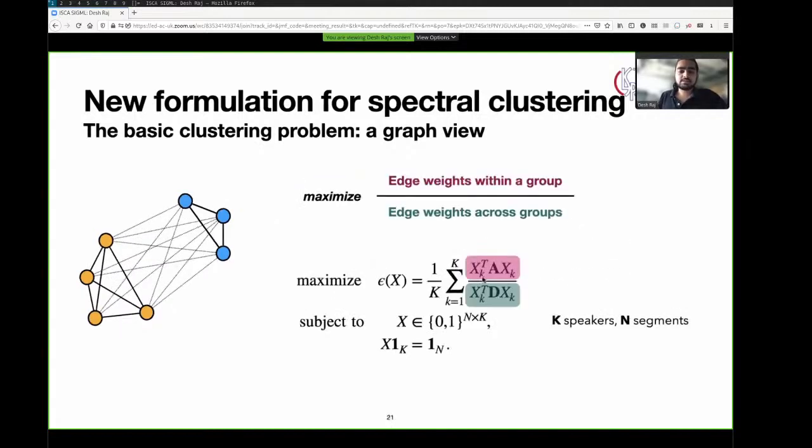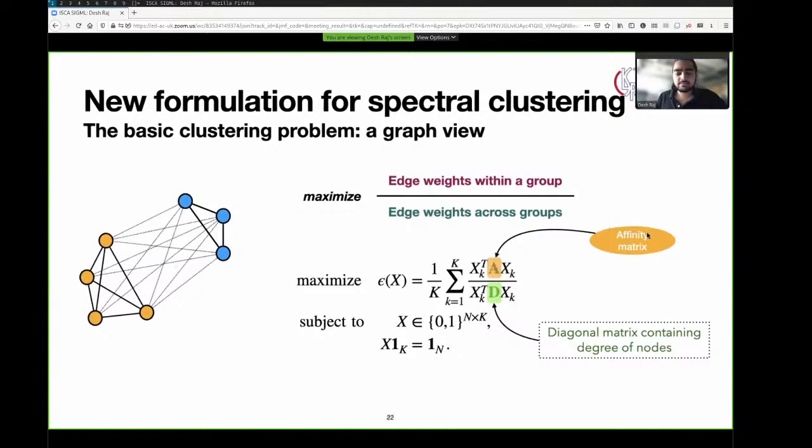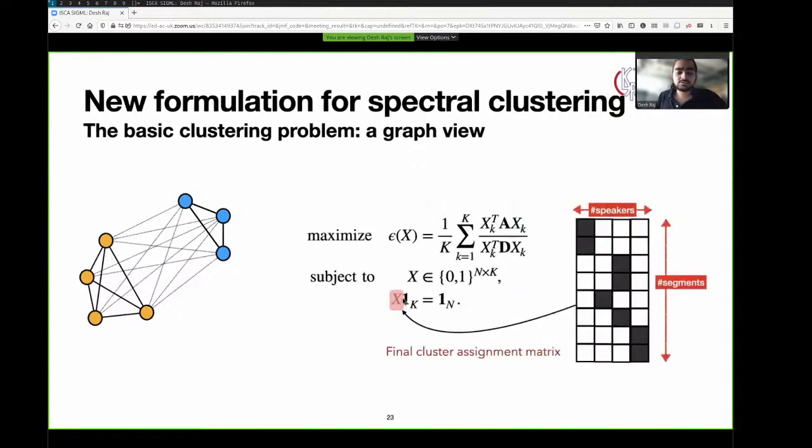Mathematically, this can be represented using this kind of an objective. I won't go into the detail here, but the essential idea is that we are trying to maximize the ratio of the edge weights within the groups to the edge weights across the groups. Here, A is the affinity matrix that we obtained earlier, and D is just a diagonal matrix, which denotes the degree of the nodes. This is, again, not important. The important thing here is that the solution to this objective, which is X, is the final cluster assignment matrix.